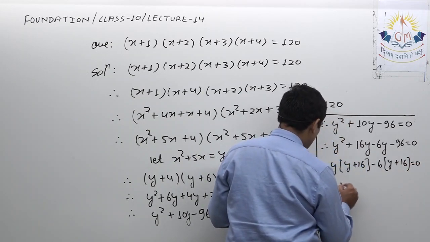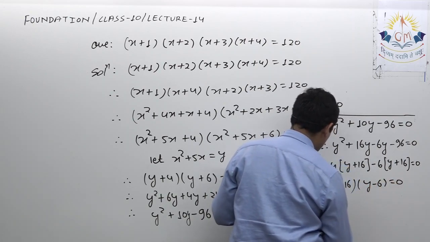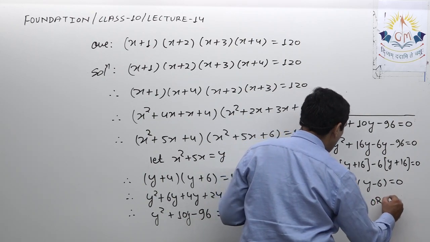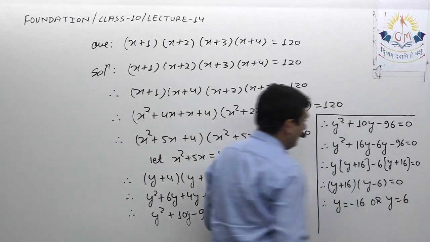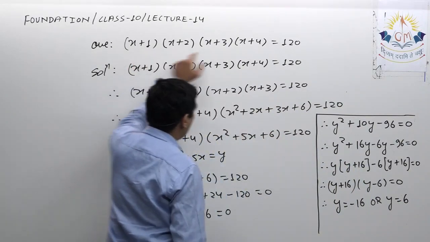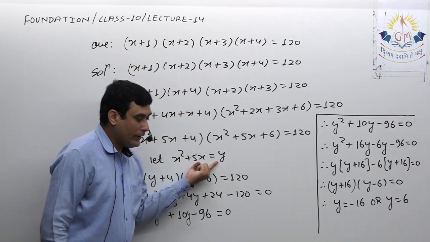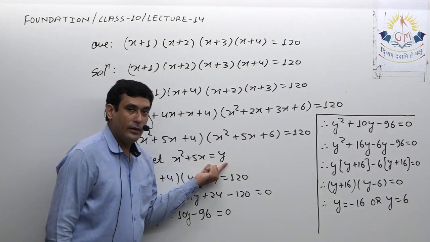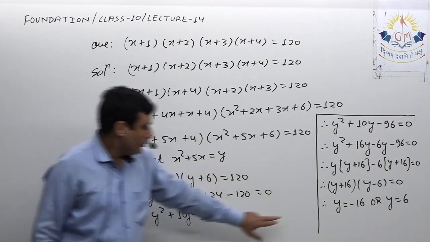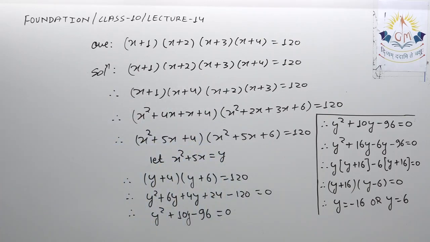Therefore (y plus 16) into (y minus 6) is equal to 0. So ultimately I can say y is equal to minus 16 or y is equal to 6. But this is not the final answer. What we need to find is the value of x. So now further we will put y equal to minus 16, then we'll solve to get the value of x. Stop here up to this point, then I will give the remaining solution.